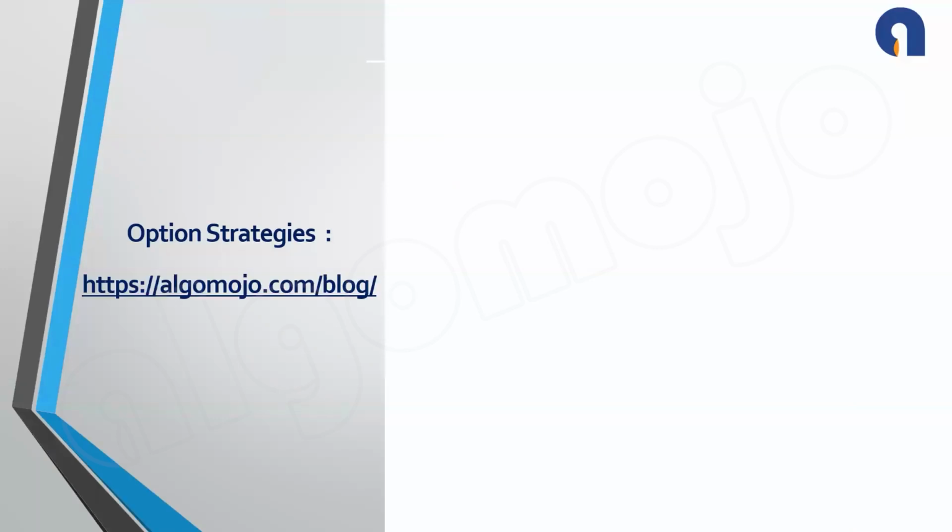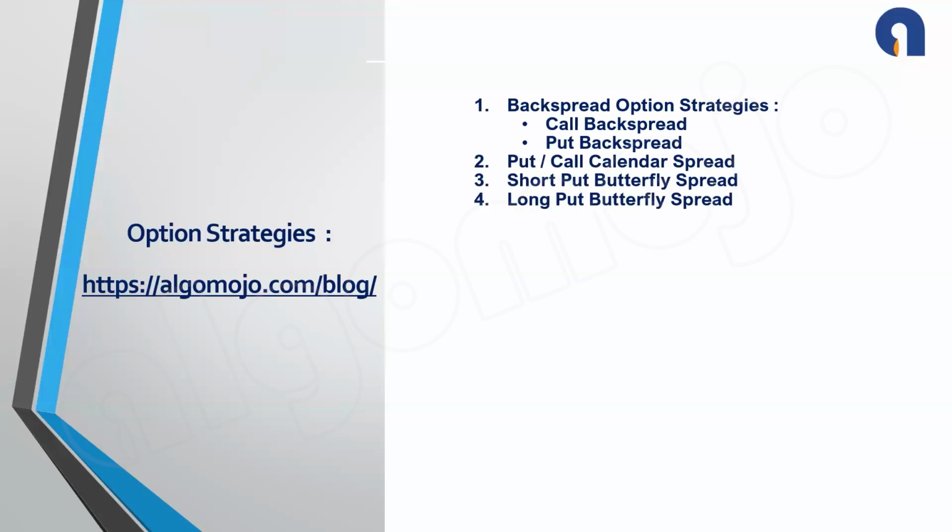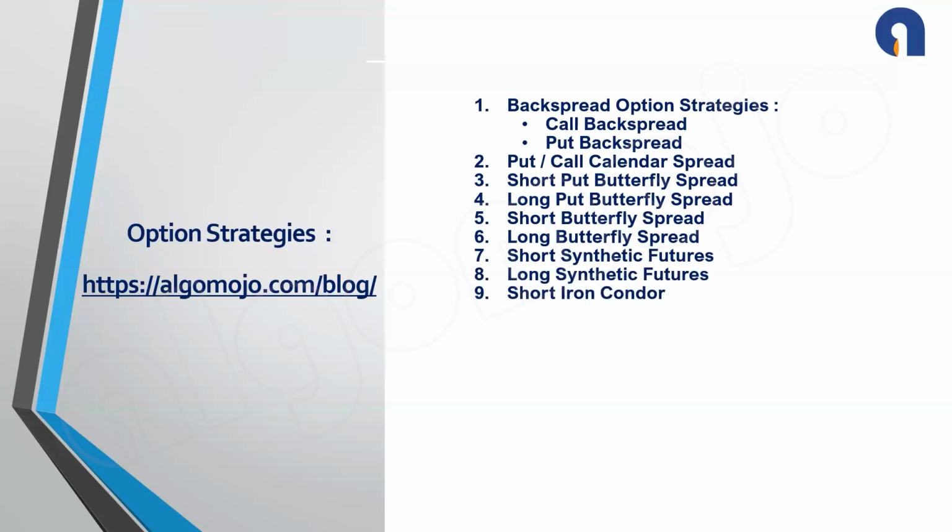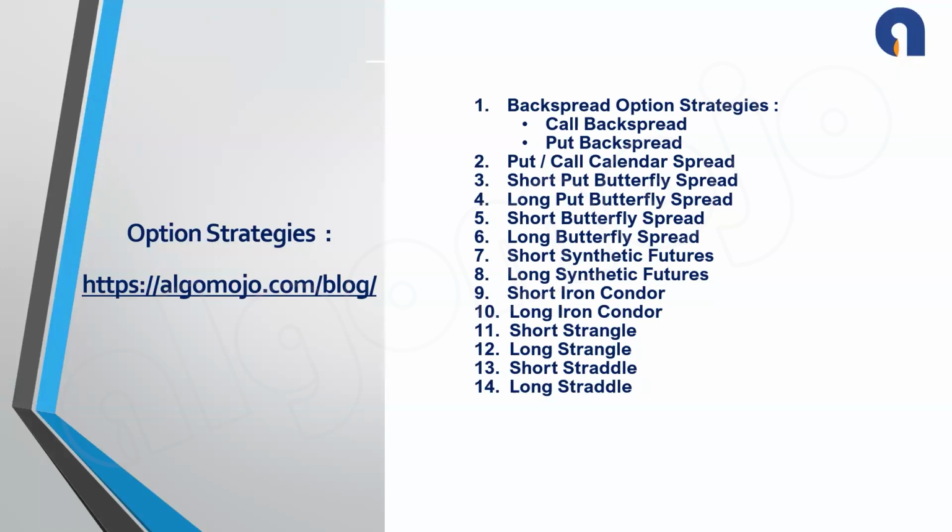Now, option strategies: a detailed list of all the options is provided in our blog. There are close to about 15, 16 option strategies. How to set them up, each of them is a step-by-step process outlined in our blog. In case you want to create and start using them, kindly refer to the blog. Go through each of these strategies, set it up, and then start running it. In case you need any assistance, we are always there to help you out. Do contact us.